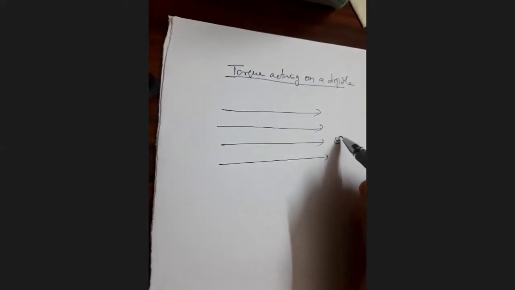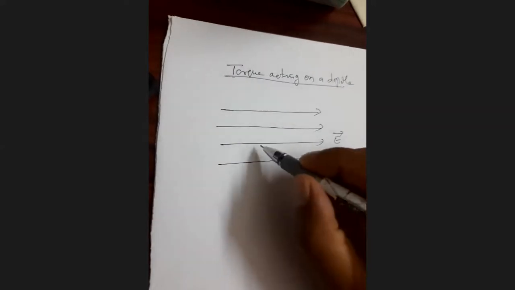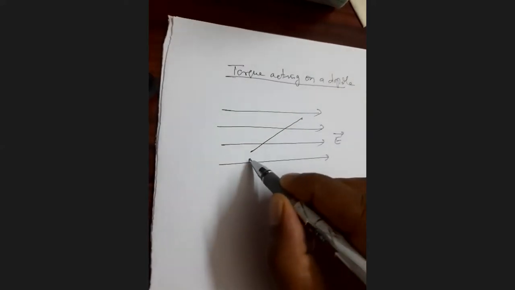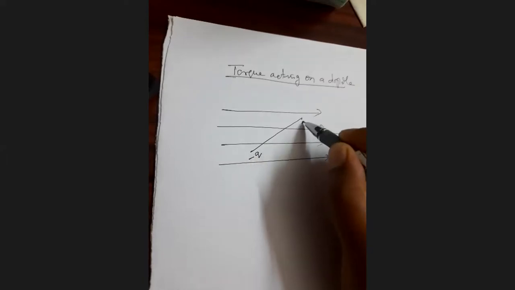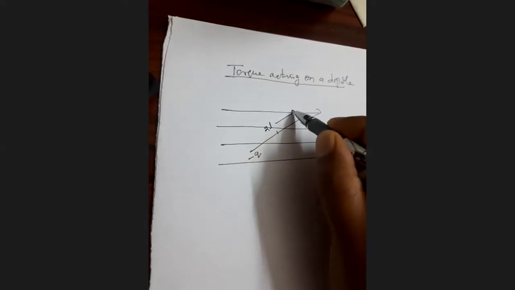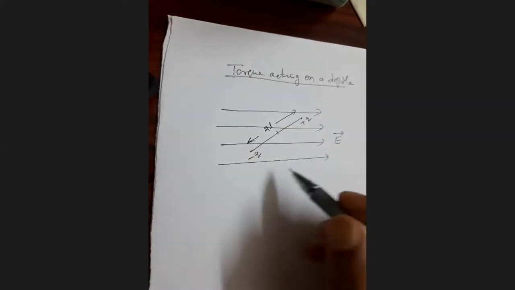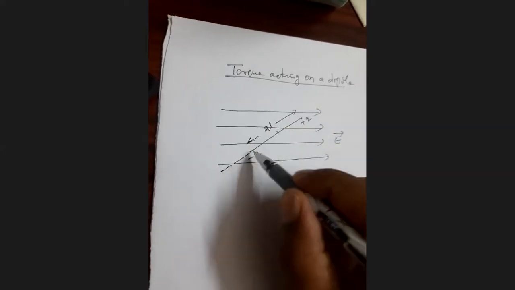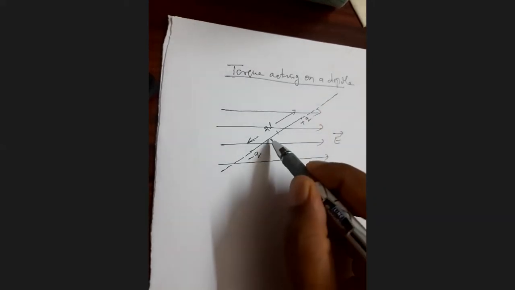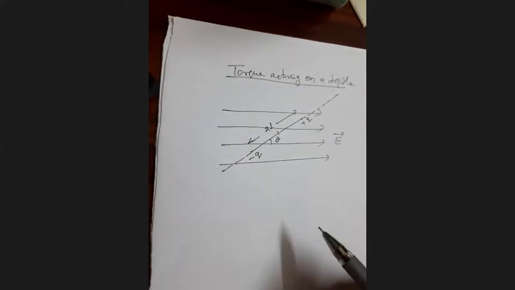This is the direction of the uniform electric field of strength E bar. And now I am placing the electric dipole, minus q and plus q. The length of this dipole is 2L. Here, the dipole axis, that is the line joining minus q to plus q, is making angle theta with the field direction.